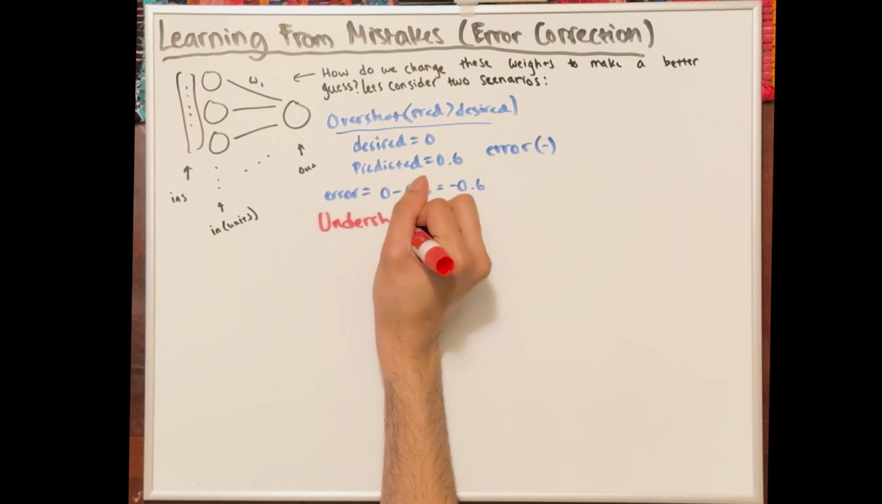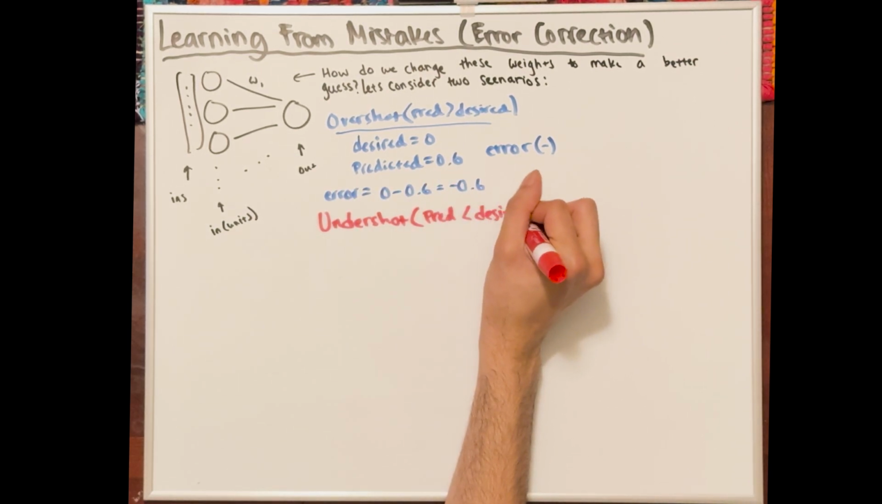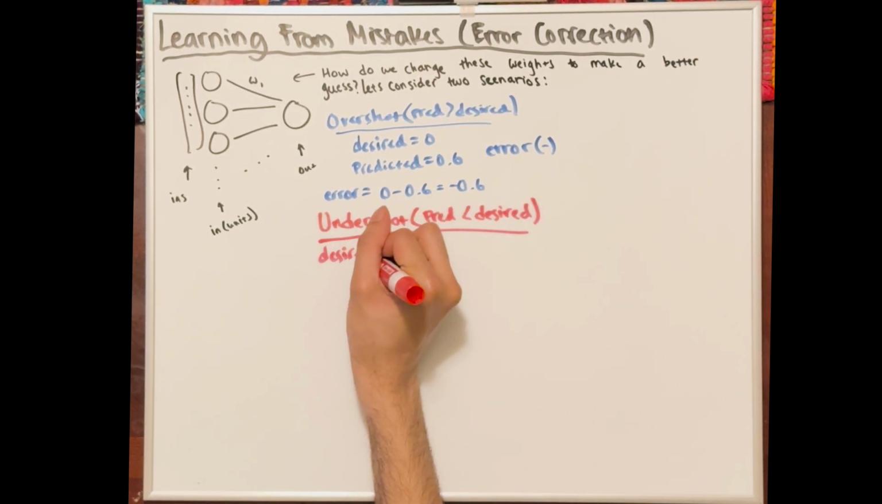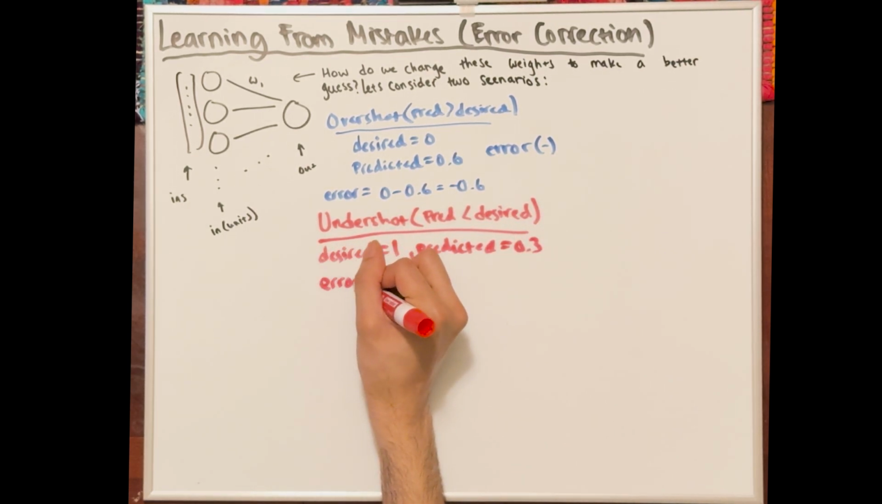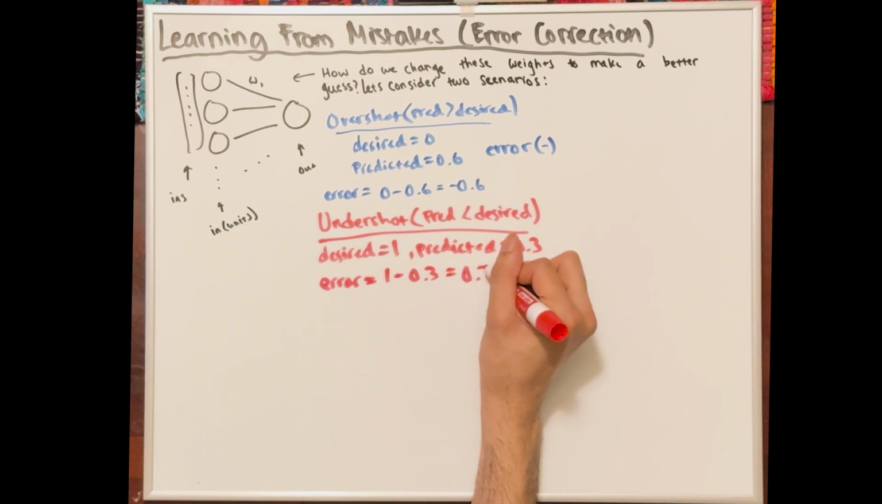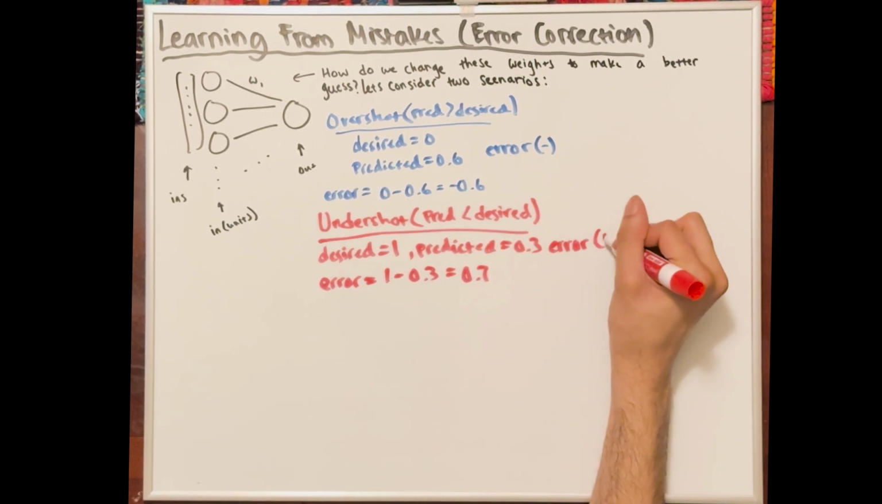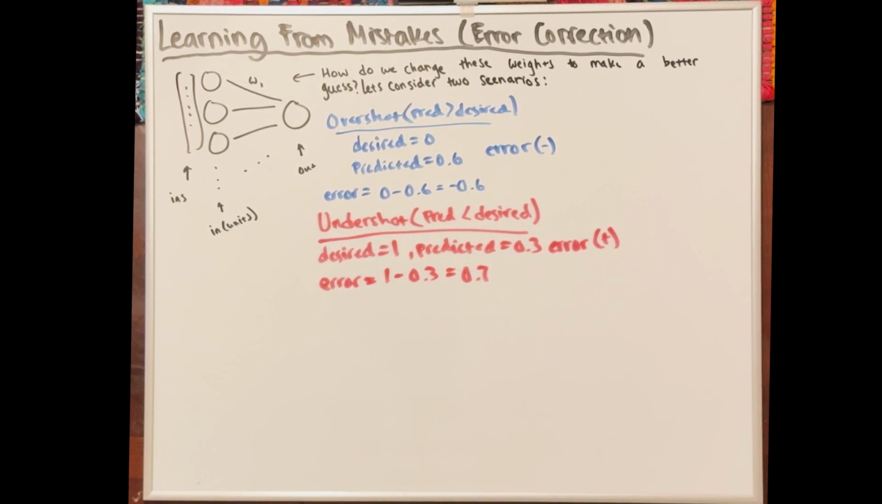Consider the opposite scenario, where the network undershoots the guess, where the predicted value is less than the expected value. Let's let our desired value be 1, and our network predicts 0.3. Remember, these values are arbitrary, but they're realistic guesses for an untrained network. Let's look at the scenarios again.